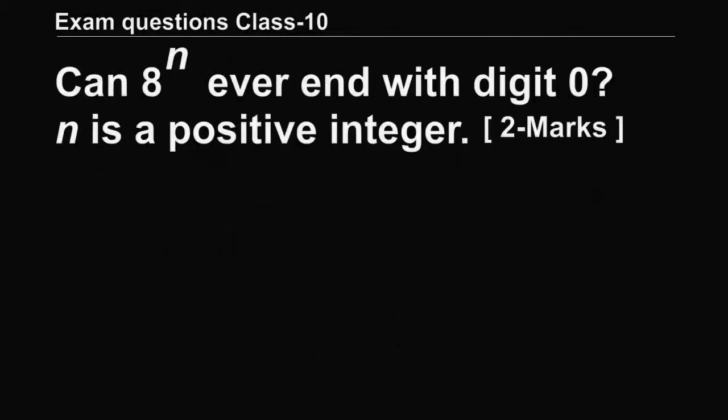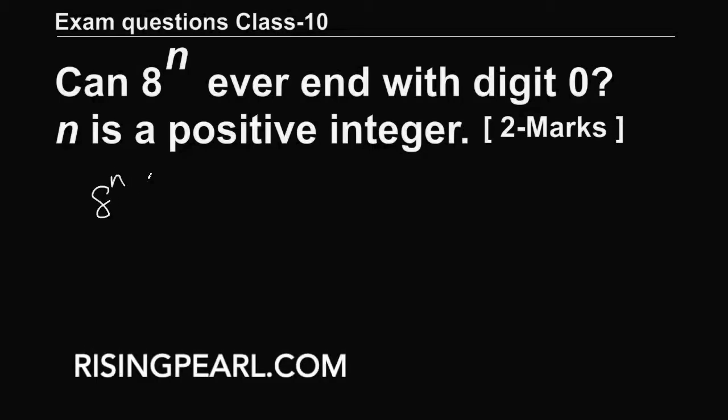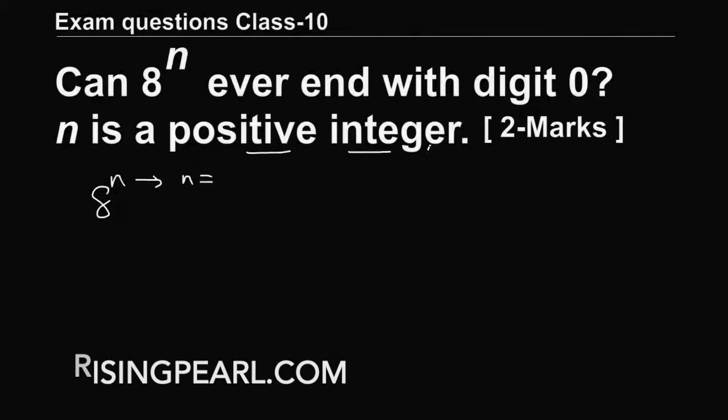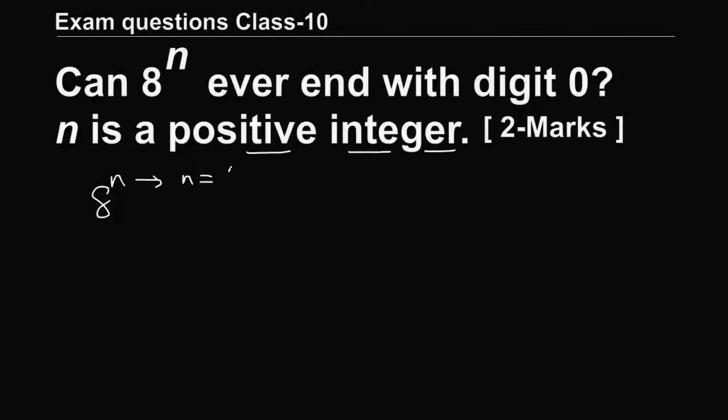Now, let's use this to answer the question at hand. Let's first logically think through this. So 8 to the power n, what are the possible values of n? Well, n can be a positive integer, so n can be 1, 2, 3, any of these values up to plus infinity. Let us just imagine that there is such a value of n that will give us a number that ends with the digit 0. Because the question is, can this ever end with a digit 0?